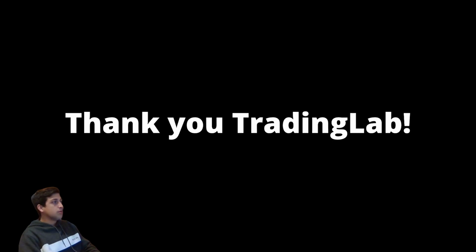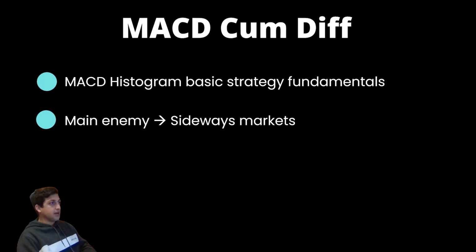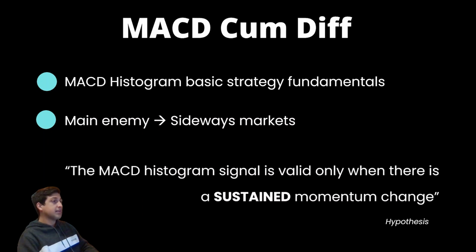Okay, now, hoping that one day I'll be making wonderful videos such as Trading Lab, please let me continue with this humble explanation. At this point, we have identified the MACD histogram basic strategy fundamentals and the main source of mistakes, which are sideways markets. To deal with this, let's make a hypothesis: that the MACD histogram signal is valid only when there is a sustained momentum change.